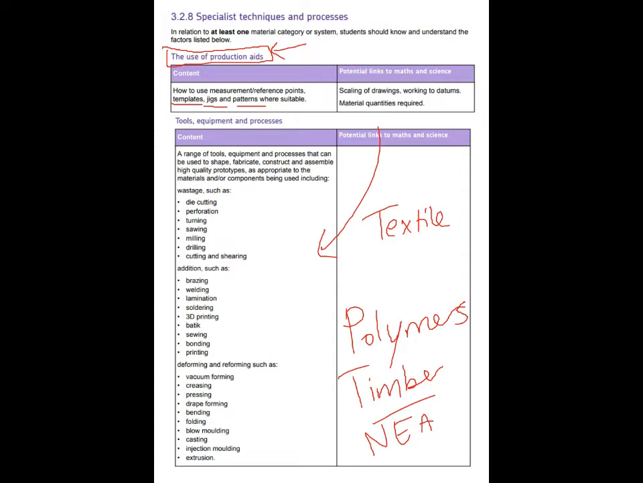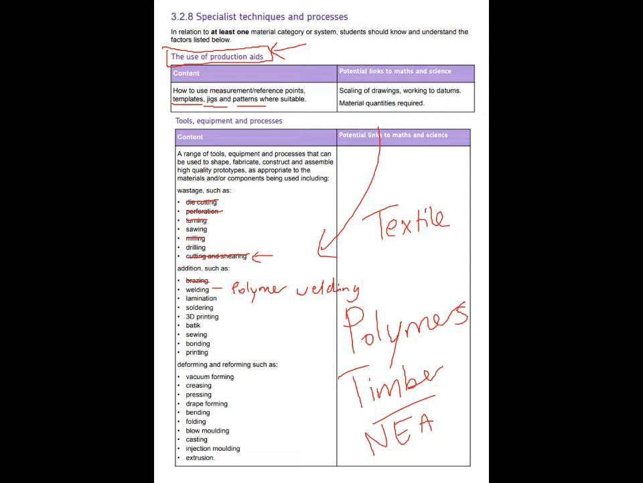So for us, I'm going to cross out the ones that we don't need to worry about, because these are all processes to do with timbers and things. You can saw and drill polymers, fair enough. And textiles, yours would be cutting and shearing. That would be the one that you would go for. Brazing is a metal process. Welding, you can do polymer welding, but it's not one that comes up very often, and hopefully it doesn't come up.